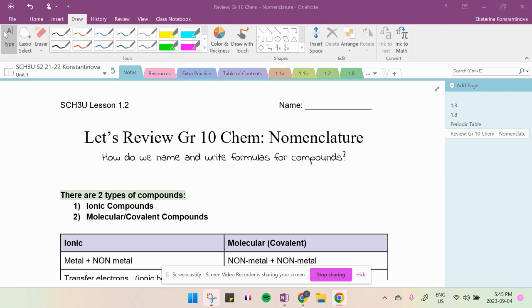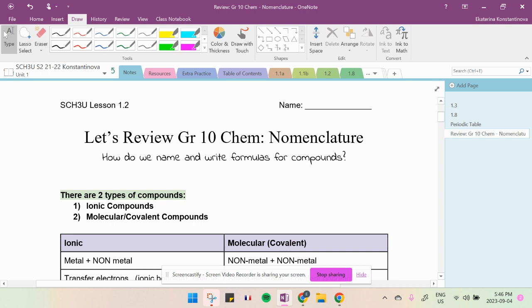All right, so last year in grade 10 science, you learned a little bit of chemistry. It was a great introduction where we talked about the nomenclature, which is ways that we name and write formulas for compounds. So let's do a little review before we jump into grade 11 chemistry, because you'll see that what you learned last year is going to be built on today and moving forward in this unit.